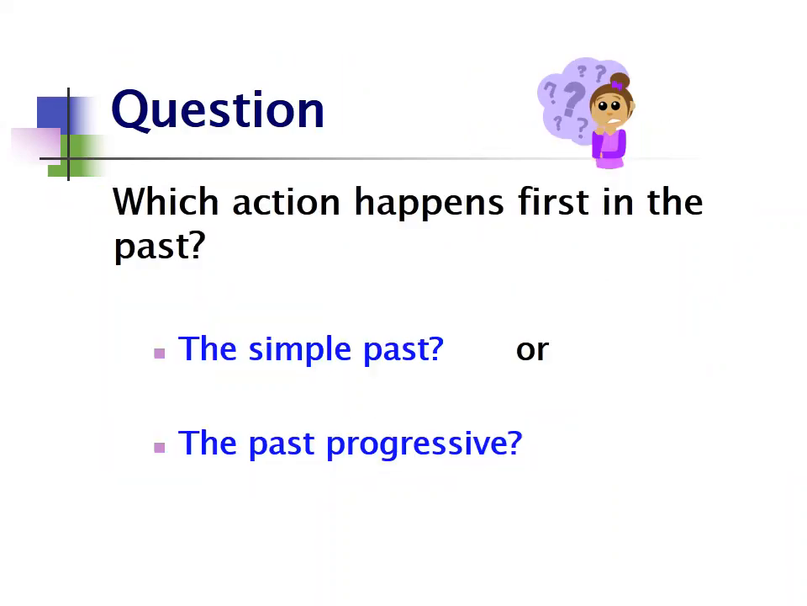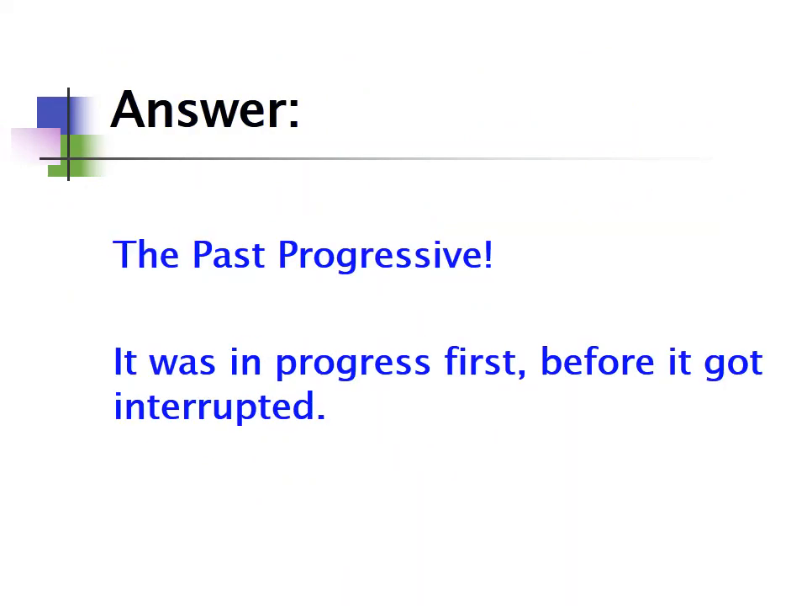Question, which action happens first in the past? The simple past or the past progressive? The past progressive. It was in progress first before it got interrupted.